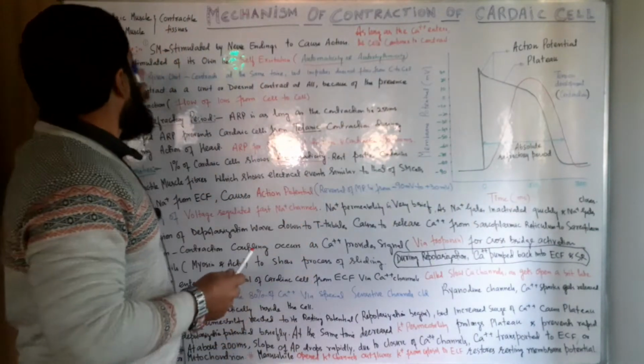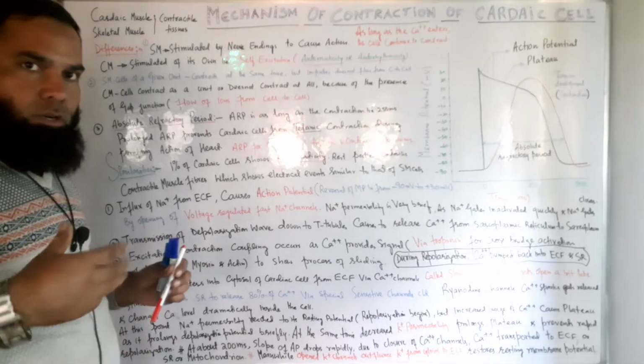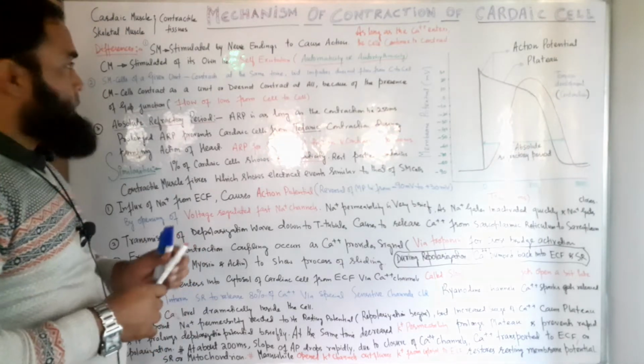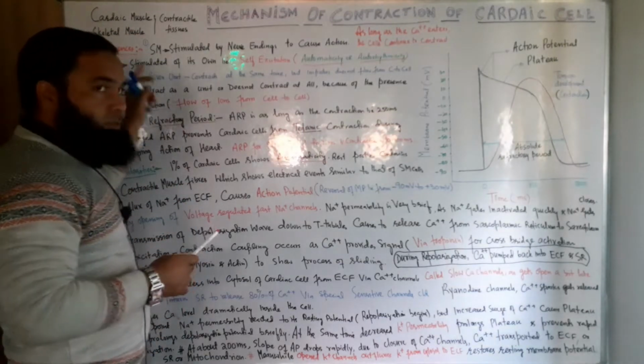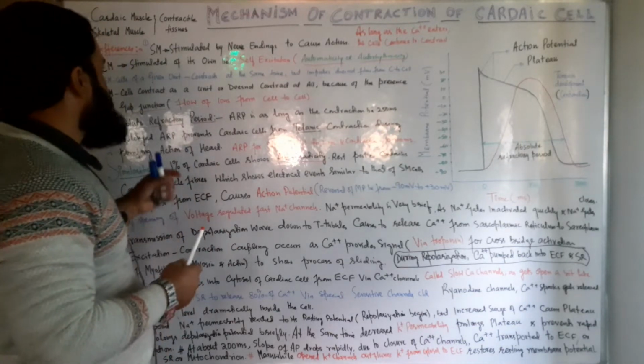Cardiac cells as well as the skeletal cells both are contractile in nature. That means they show contraction on stimulation. But there are certain kinds of differences between the cardiac cells and the skeletal muscle cells. These differences I will discuss.